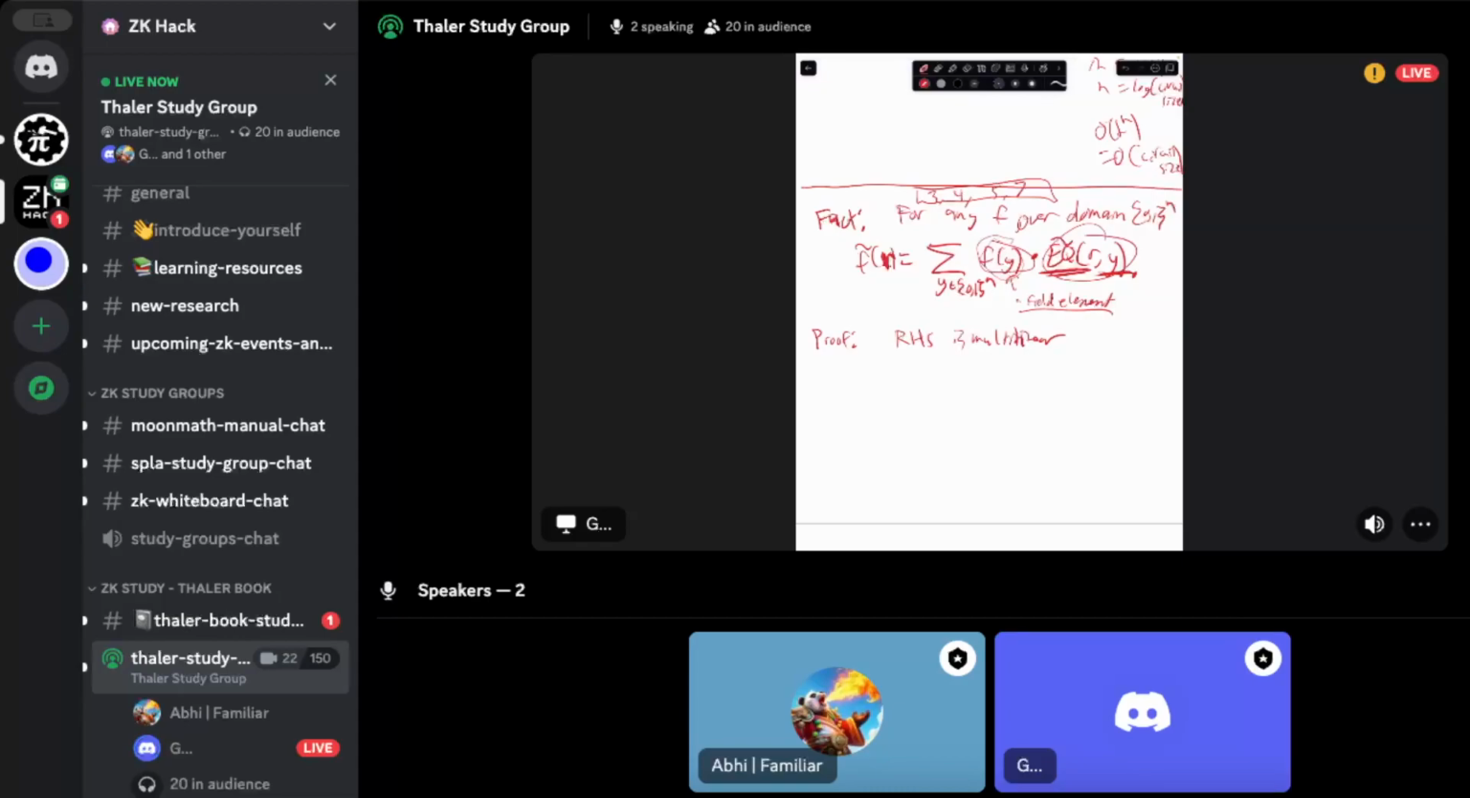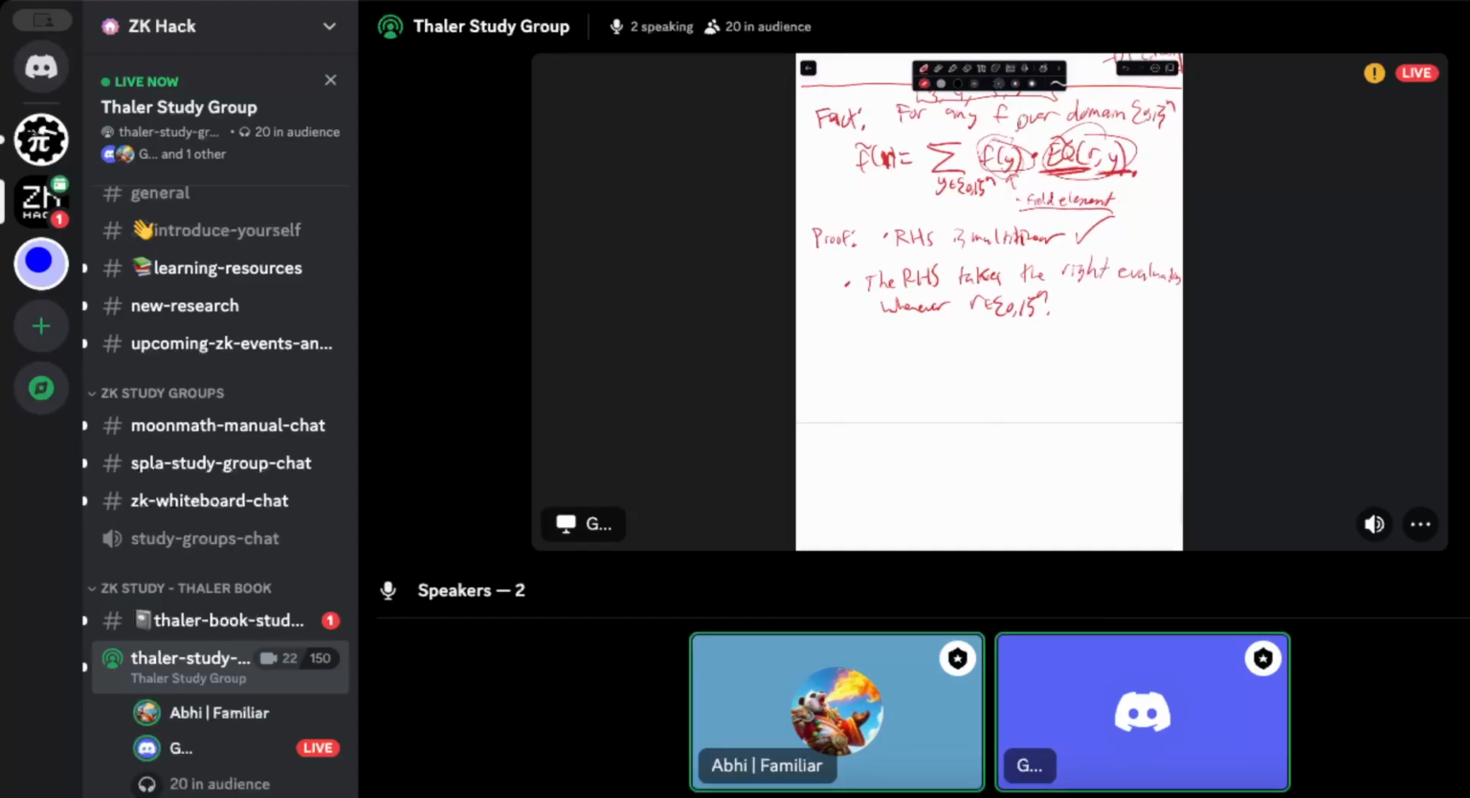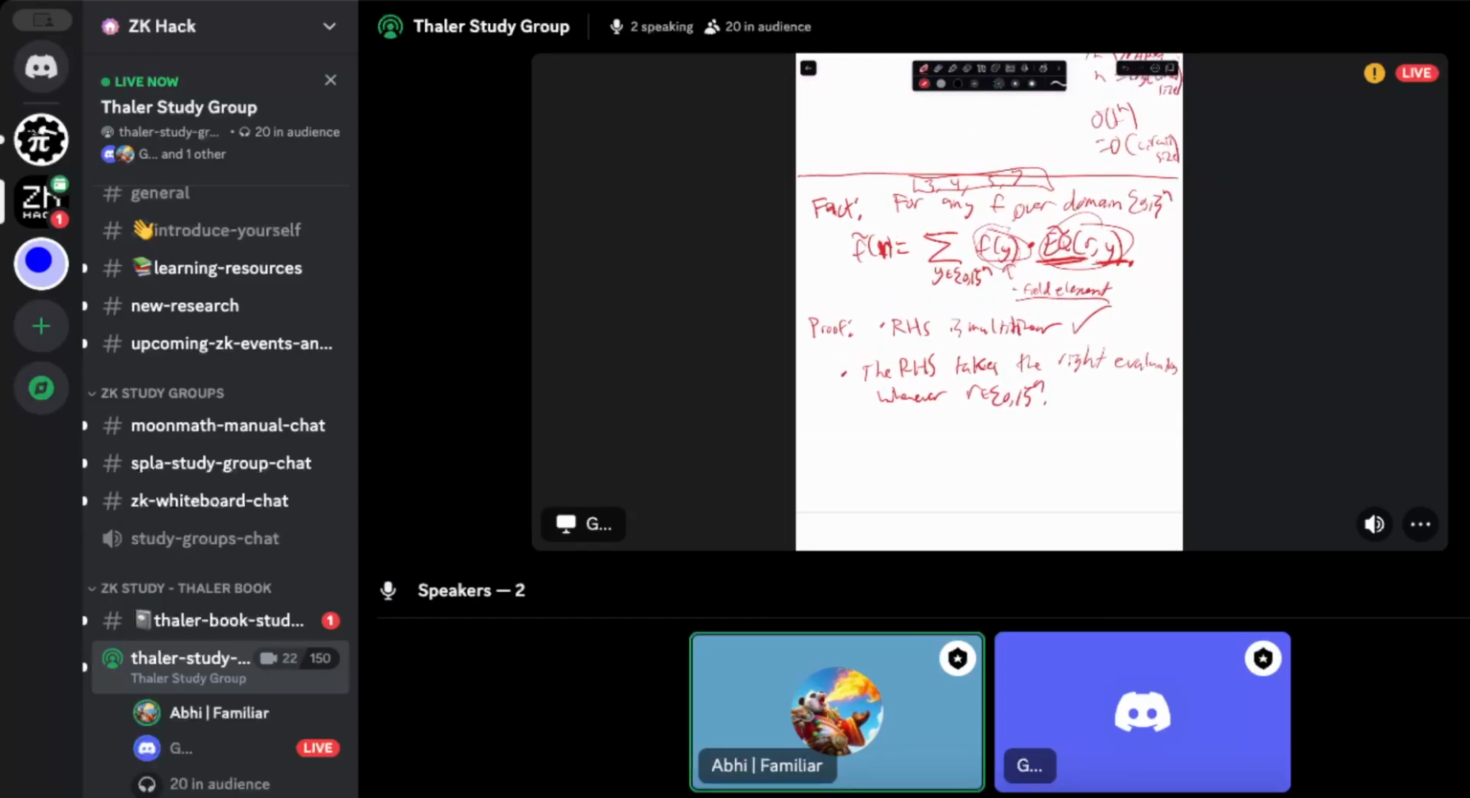I'll do an example in a second so you can see this. So yes, the right-hand side is multilinear. The other thing we have to check is that the right-hand side has the right input-output behavior, so it takes the right evaluations whenever R is in 0, 1 to the n. And what's happening here is, oh, question?